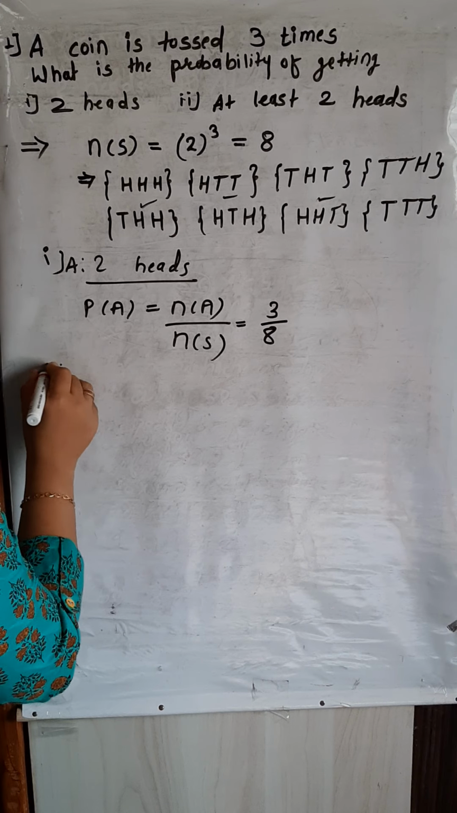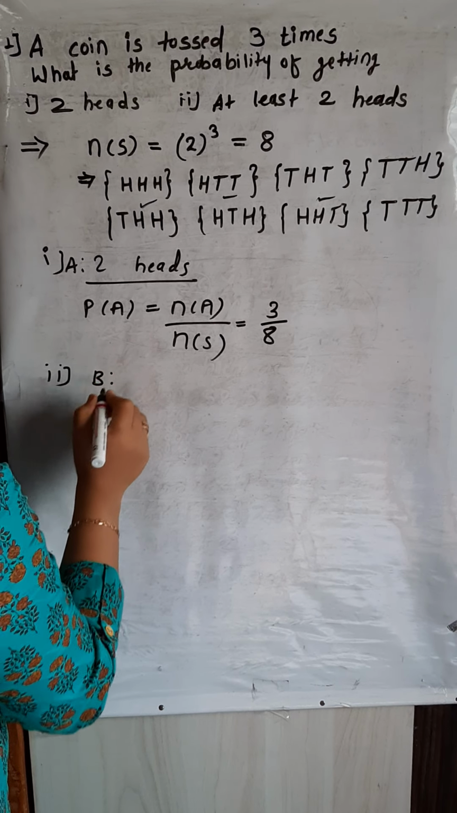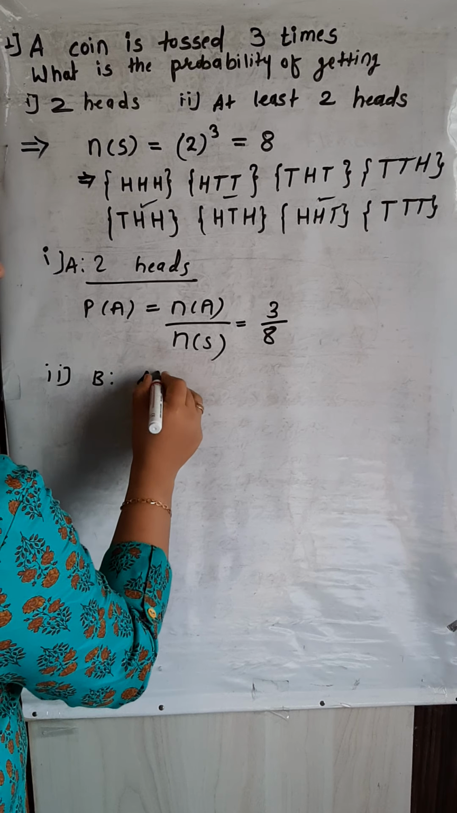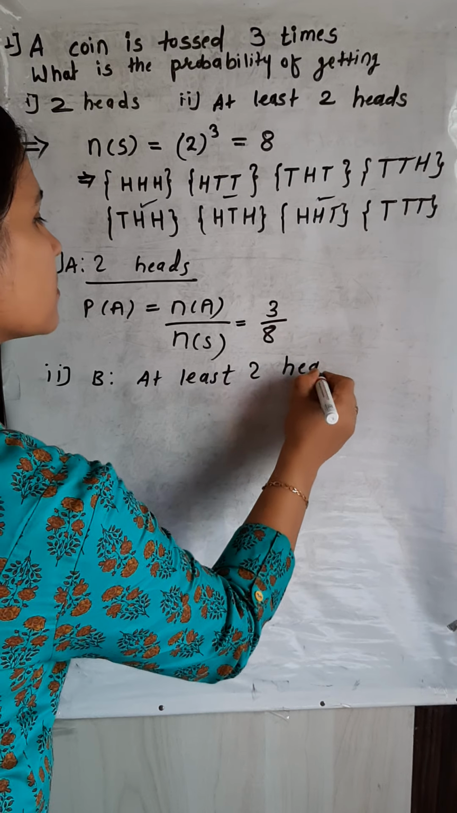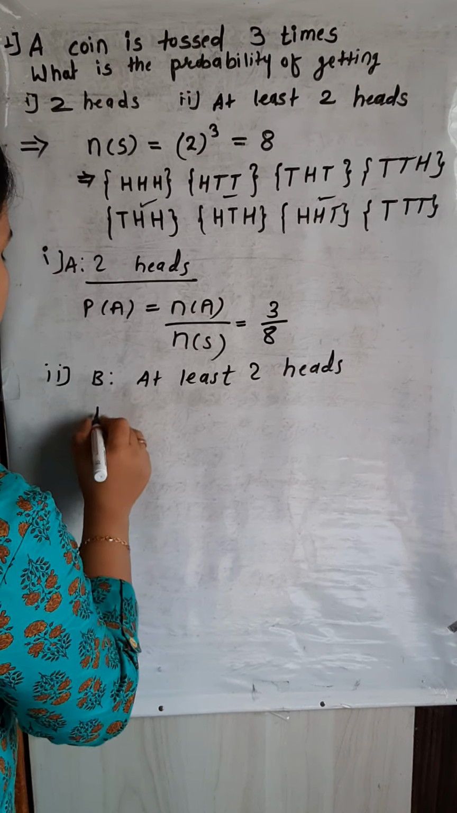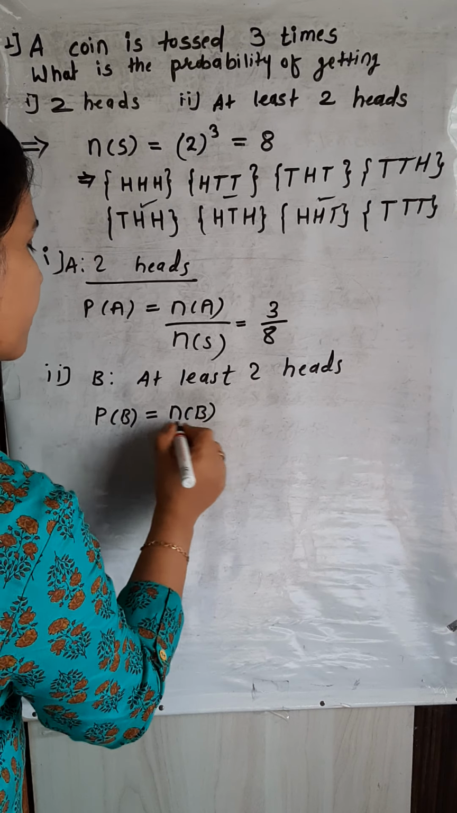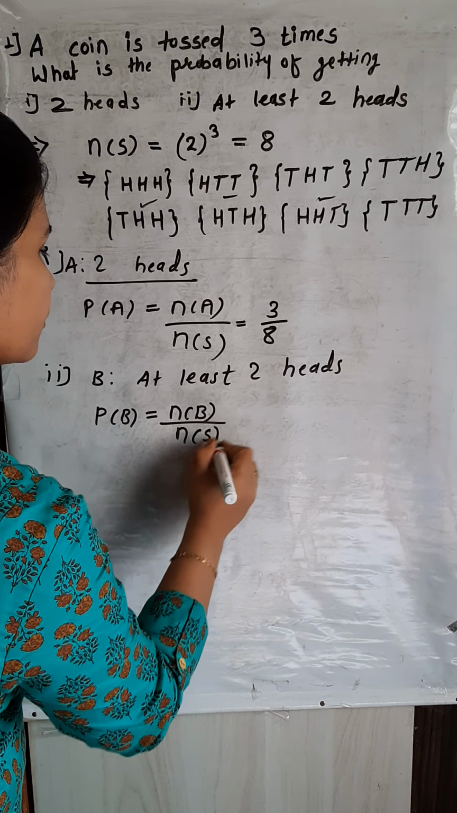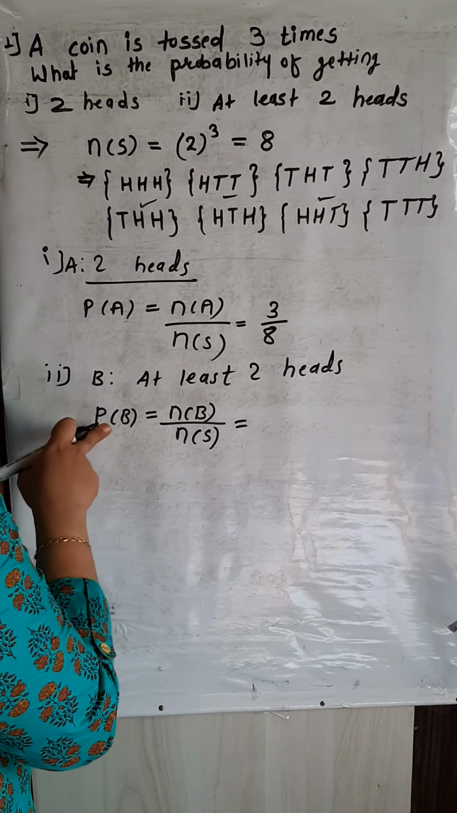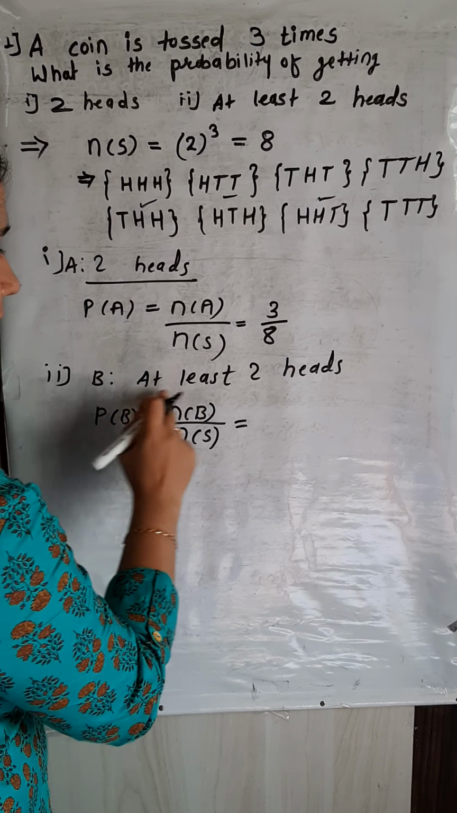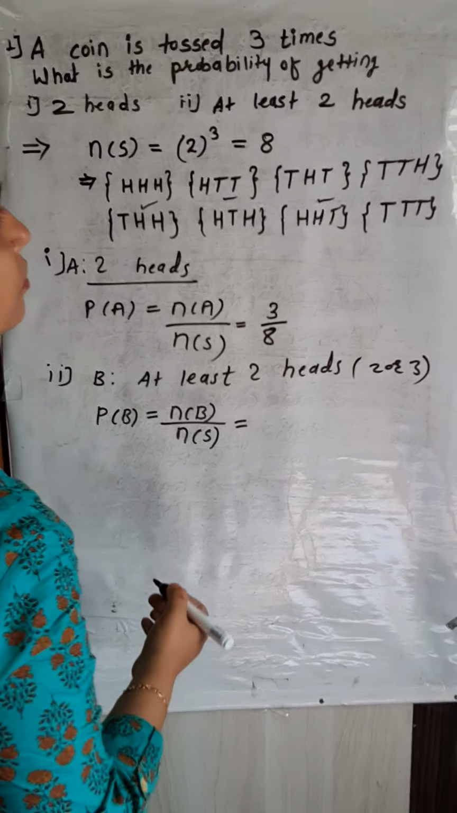What is second? Second is event B, and in event B we want for at least 2 heads. At least 2 heads. So probability of B is equal to n of B by n of S. N of B means number of outcomes in event B, and B is denoting at least 2 means 2 or 3. Outcomes can be 2 or 3.